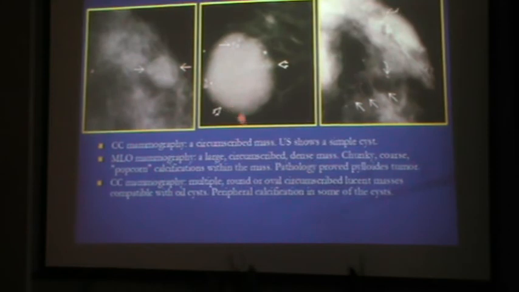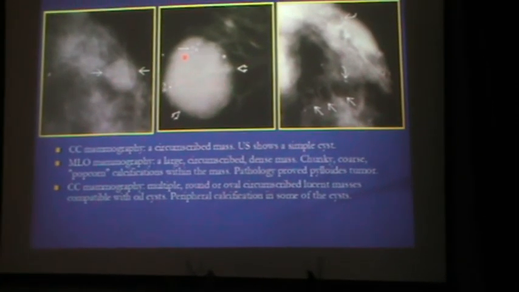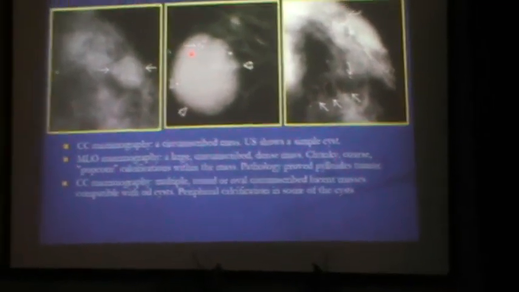Mediolateral oblique mammography shows a large, well-defined circumscribed mass with popcorn calcification. Large circumscribed dense mass, chunky, coarse popcorn calcification. Popcorn calcification is usually in favor of benign nature. Calcification within the mass, pathology proved keloid tumor.